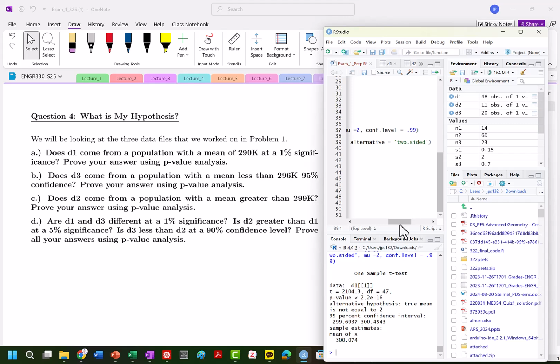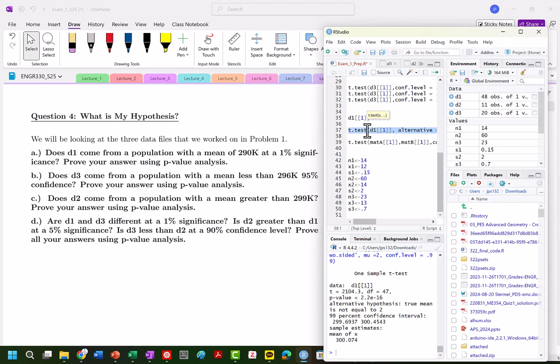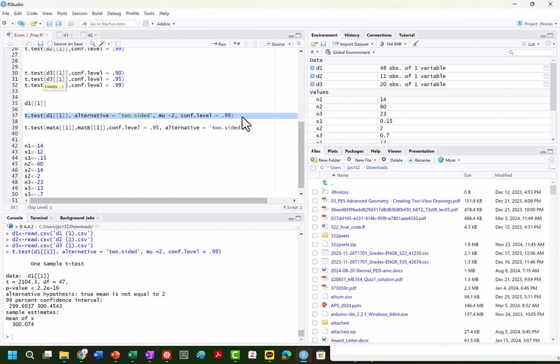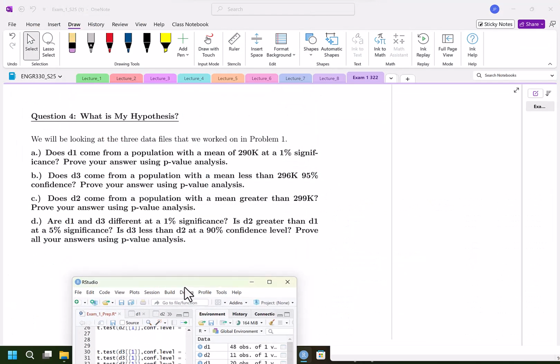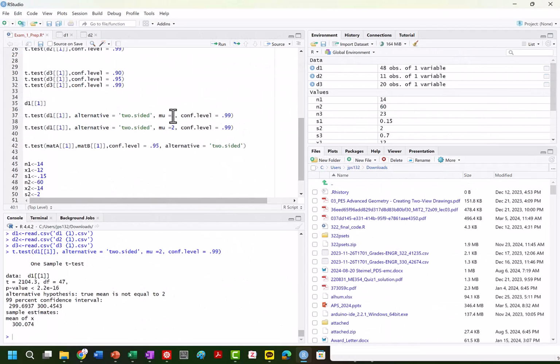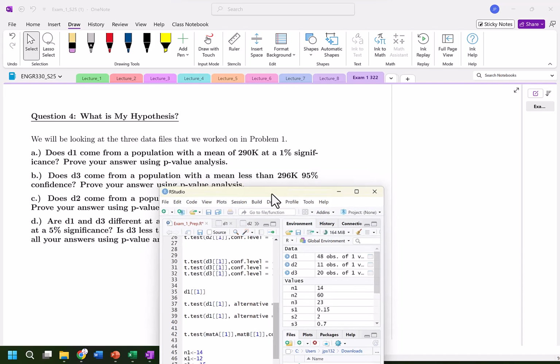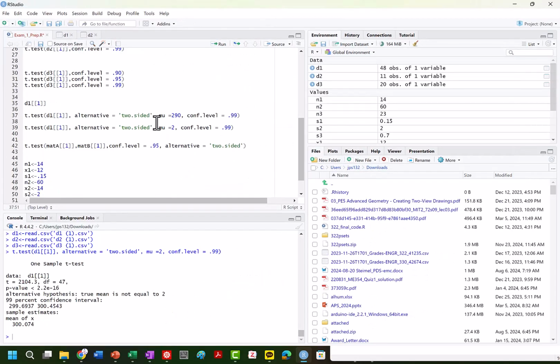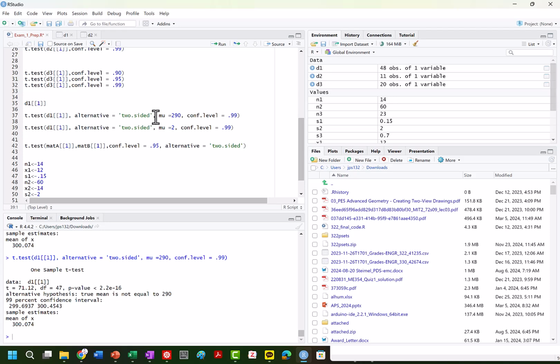Does D3 come from a population with a mean less than 296? I'm going to zoom it out. We're asked D3 and 296. Actually, we did make a mistake, because we needed to ask whether it comes from a population of 290 at a 1% significance. So let's double check this, and make sure that's correct.